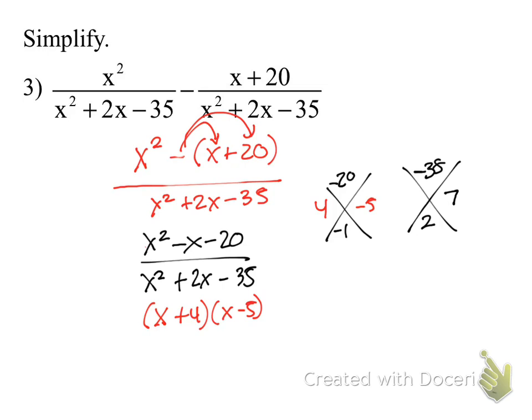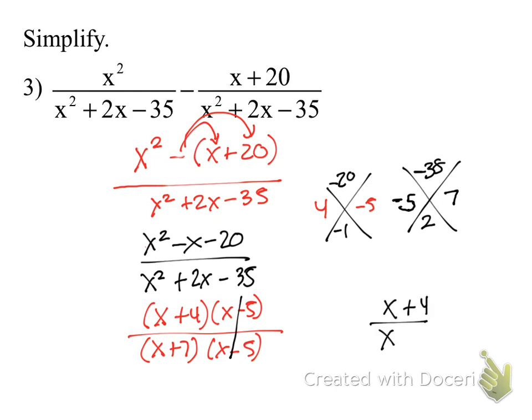Oh, well, not in the beginning. In the end, yes, you have to factor it. You factor everything. It's 7 and 5. Which one's positive? Which one's negative? Okay, and so this is all going to be over x plus 7 times x minus 5. Now we cross cancel and we are left with x plus 4 over x plus 7.